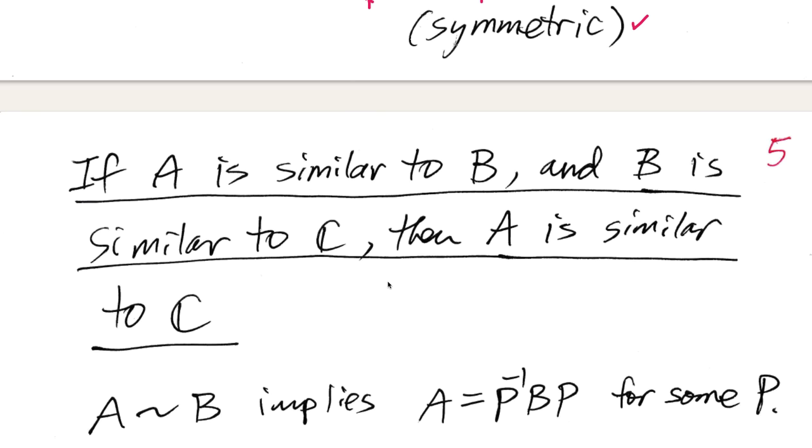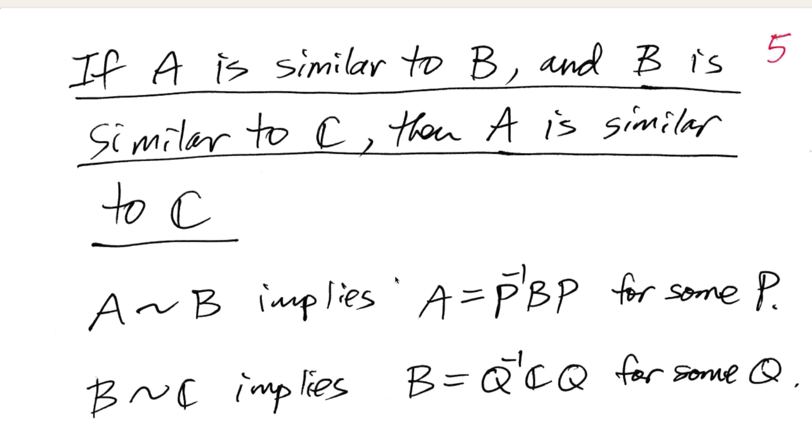What this means is ultimately similarity is something we call an equivalence relation among the square matrices of a particular dimension. But let's go ahead and see if we can prove this. A is similar to B. What does that imply, or is equivalent to, I could say, if and only if, actually: A equals P inverse B P for some P.